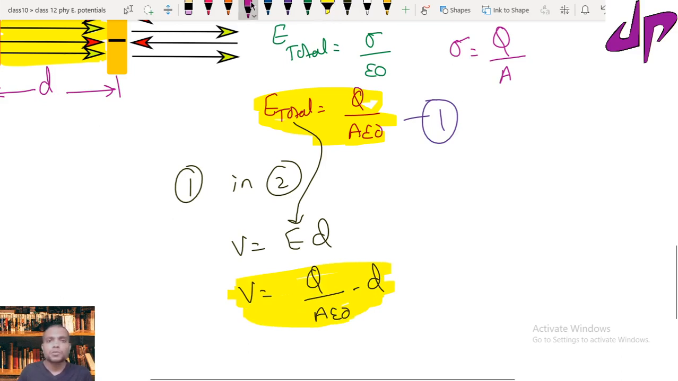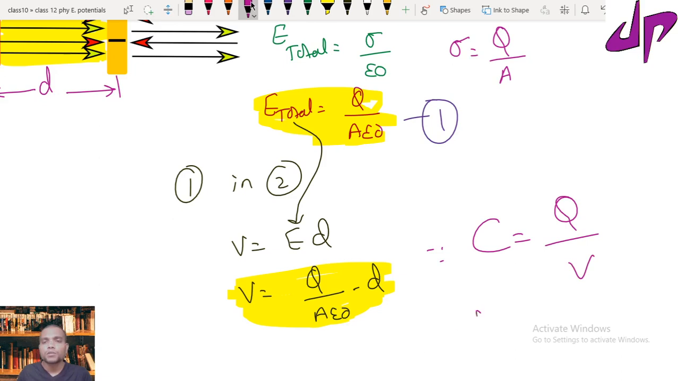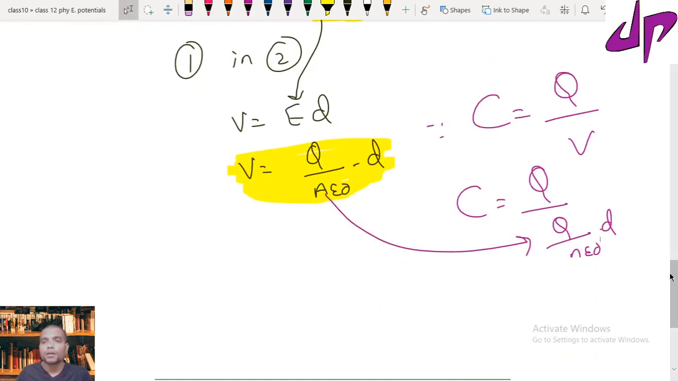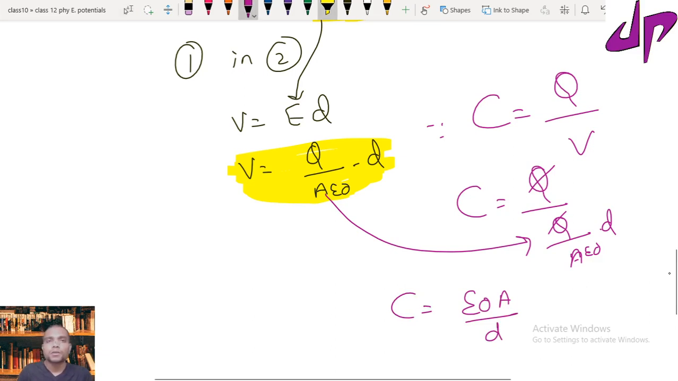Now this is the final expression for potential, or strictly we can say the potential difference. And if you directly substitute this expression in the capacitance formula, capacitance C is equal to Q upon V. So C equals Q upon, in the place of V you put this value, which gives Q by A epsilon naught times D. Now you can cancel the charge. The final expression you get is C equal to epsilon naught A upon D. So this is the expression for the capacitance of a parallel plate capacitor.